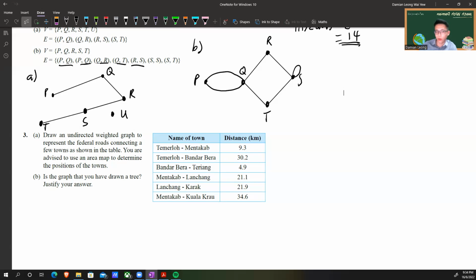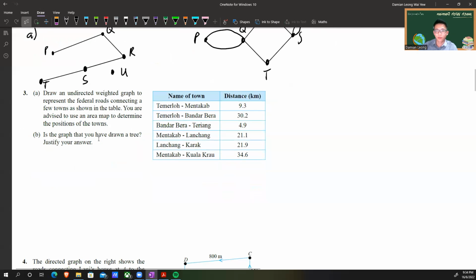Okay, which very commonly it will be distance or maybe time or price. Yeah, things like that. Okay, so here I just want to draw the undirected weighted graph that shows all this distance and shows all these connections, right? So basically I need to sketch out the graph. So let's start from the below.